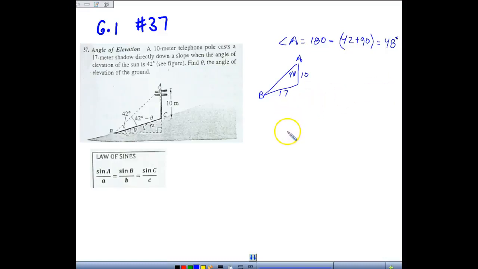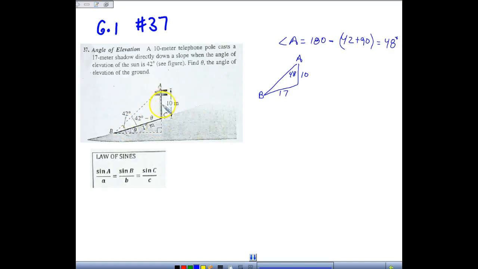In this video, I'm going to go over a couple of problems from Chapter 6, starting with problem 37 from 6.1. We have a situation where we have a telephone pole on a hill, and they're asking us to find theta, the angle of elevation of the ground, and the ground is at an incline. Let's take a look at what we have.